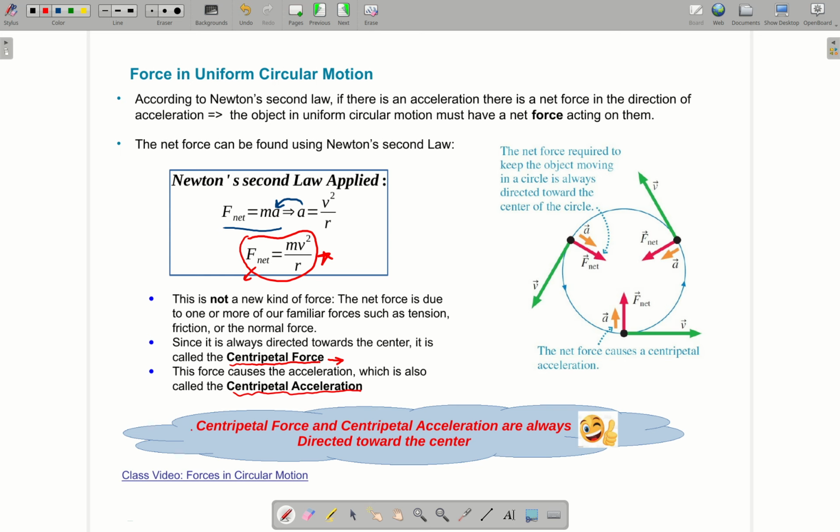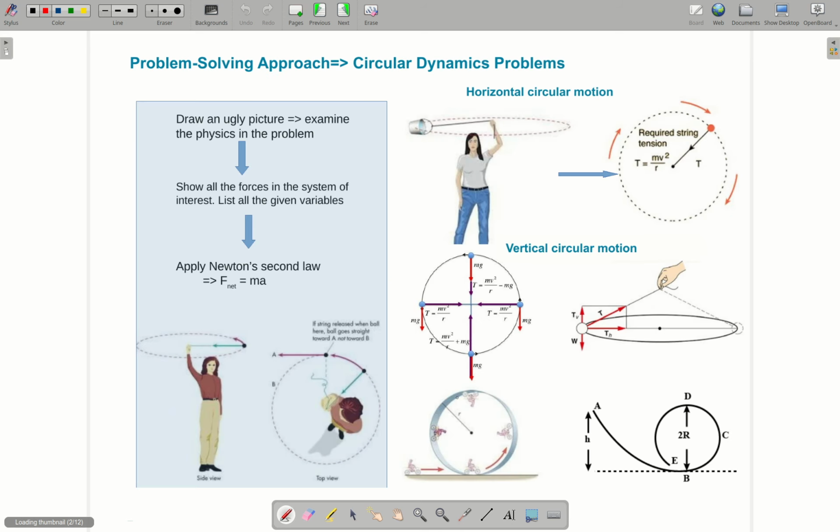Okay, that's the main idea. Centripetal force and centripetal acceleration are always towards the center. That's why we call them centripetal force and centripetal acceleration. They are not actually a new idea.